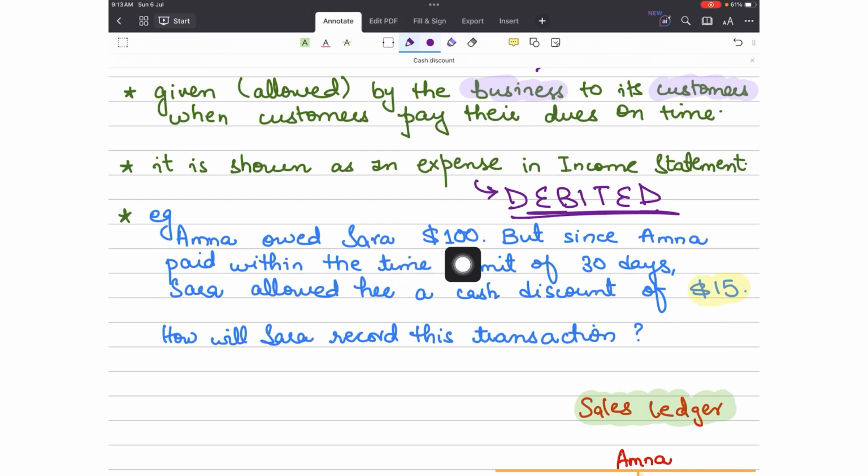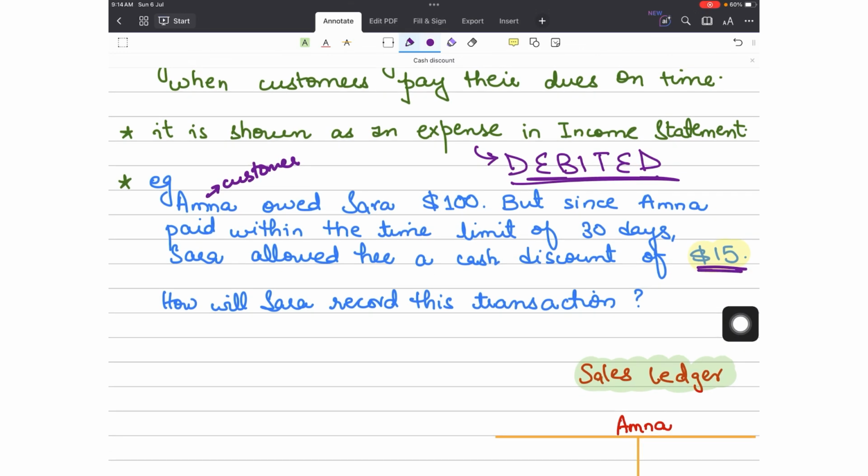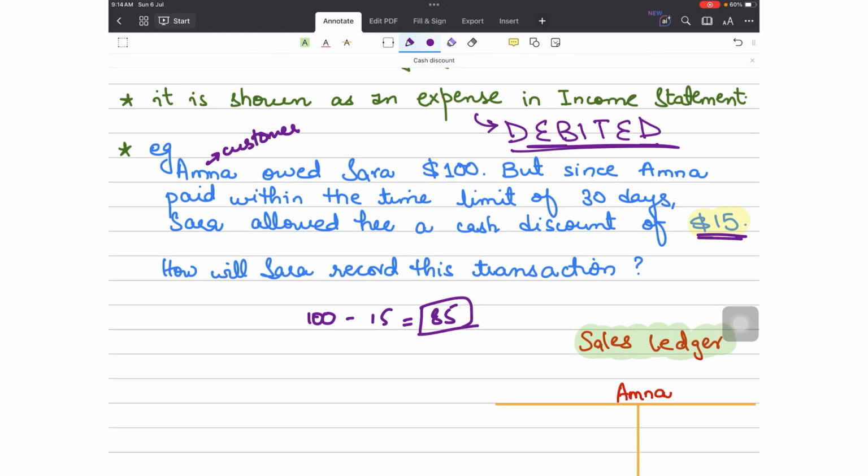For instance, Amna owed Sarah $100. So who is the customer? Amna is the customer and Sarah is the supplier. But since Amna paid within the time limit of 30 days, very good, Sarah allowed her a cash discount of $15, right? So you don't have to pay $100, pay $15 less. So how much will she be paying? 100 minus 15 is $85. Amna will be paying $85. Now how will Sarah record this transaction? Sarah is not receiving 100, she is receiving only 85.